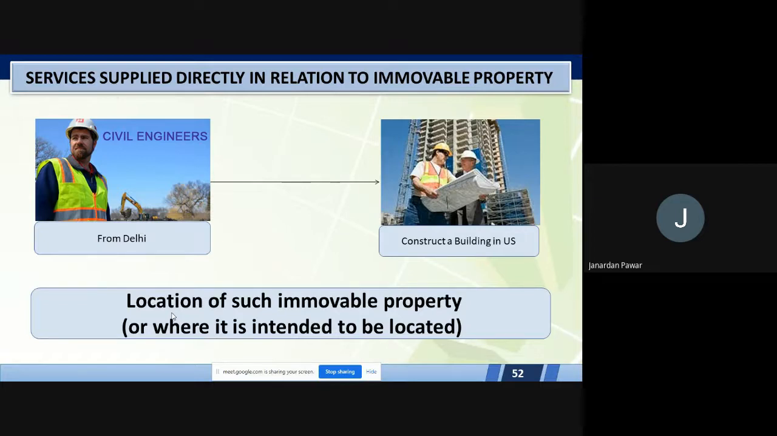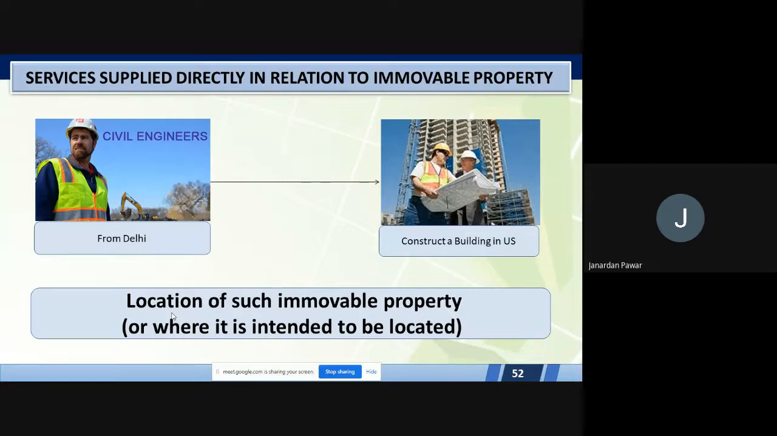Wherever those services are actually provided, whatever is the location of that immovable property where the building is going to be constructed, that is the place of supply. The building is going to be constructed in the US, so the US is the place of supply. And this is what I have written in the last sky blue box: the location of such immovable property, or where it is intended to be located.